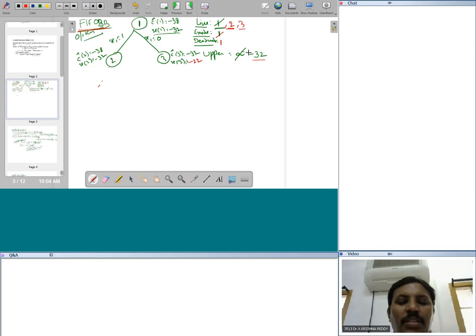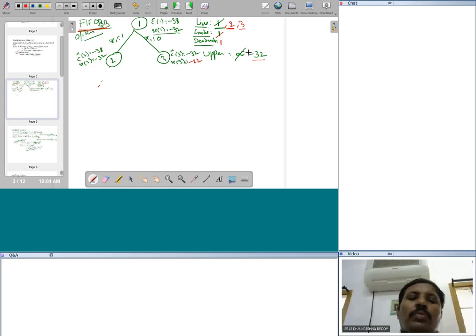Please type in the chat box. Most of them are making a mistake here because you have a minus sign. Minus 22 is greater than minus 32. Minus 32 is not less than minus 32. Based on the numbers, don't guess. It is a minus sign. Please remember it. Minus 22 is not less than minus 32. So updating upper is not possible.